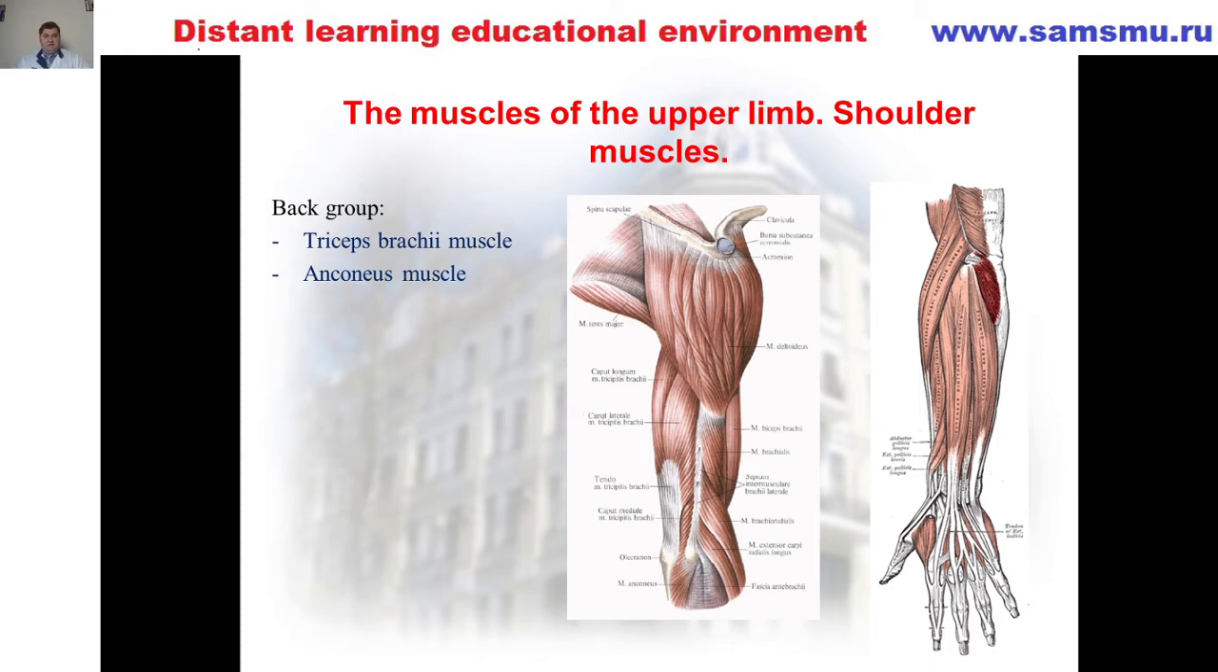The action: it extends the forearm at the elbow joint, and also it extends the shoulder joint too. The anconeus muscle, you may see on the right picture in red, musculus anconeus, it's in Latin, is small and triangular. Its proximal border adjoins the triceps muscle, arising from the lateral epicondyle of the humerus and the collateral radial ligament of the elbow joint. It's attached by its wide base to the proximal part of the posterior surface of the ulna. Action: extends the forearm at the elbow joint.